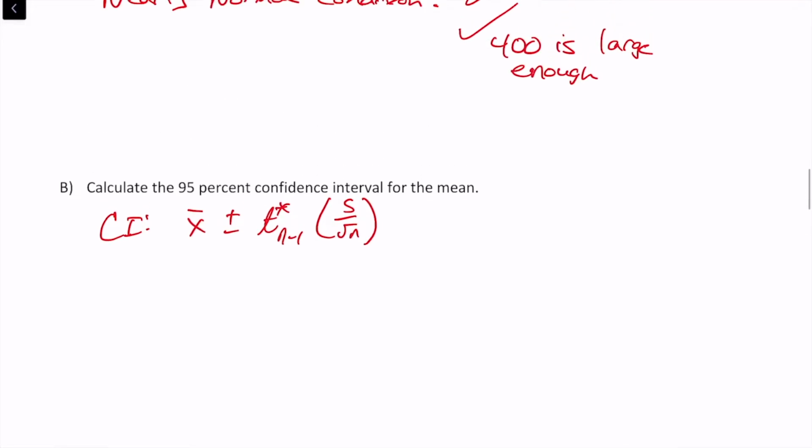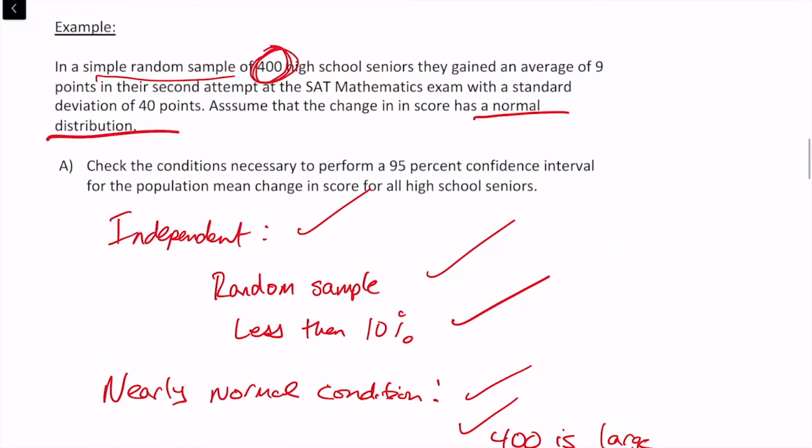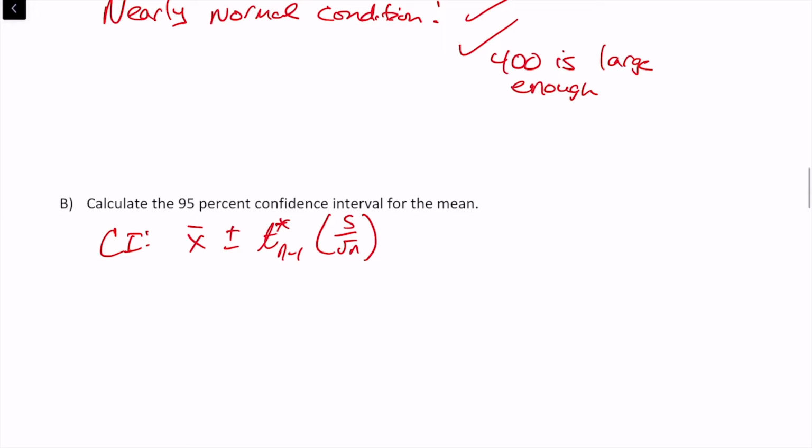All right, I'm just going to copy these down for my benefit here. So we know that x bar, the sample mean, was 9, and the sample standard deviation was 40. So we know x bar was 9, we know that s was 40. We know our sample size was 400. They sampled 400 seniors. Okay, and we want to be 95% confident. So let me show you how to calculate T star, our critical t-score. And we're going to do it using technology, folks.